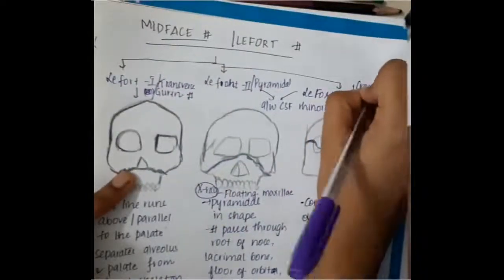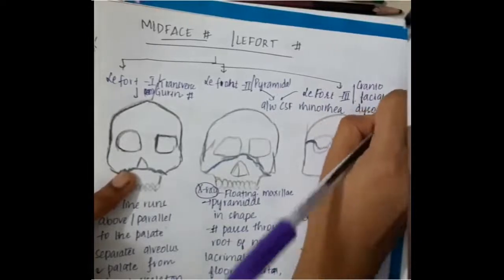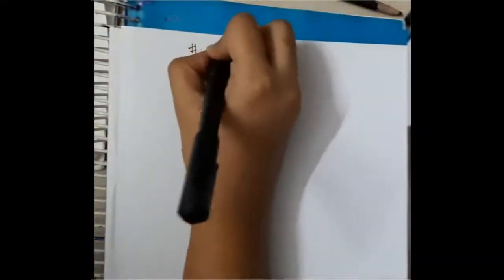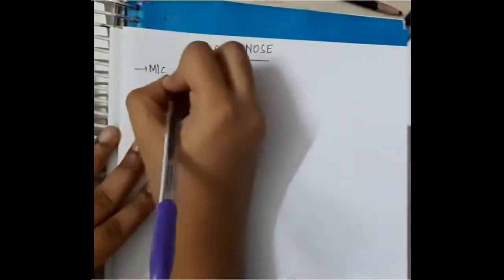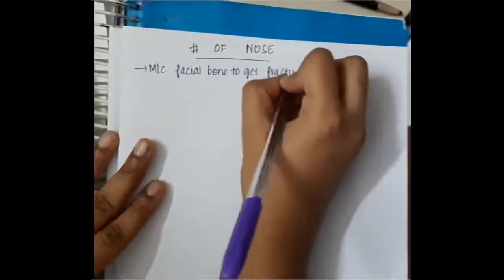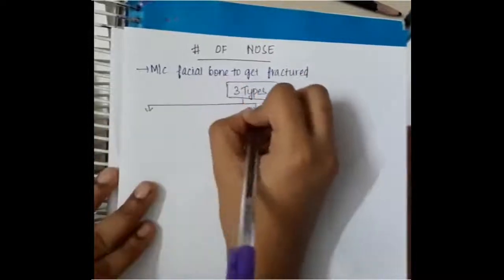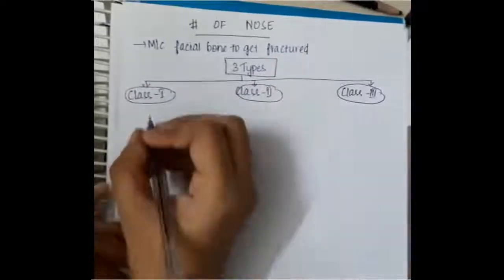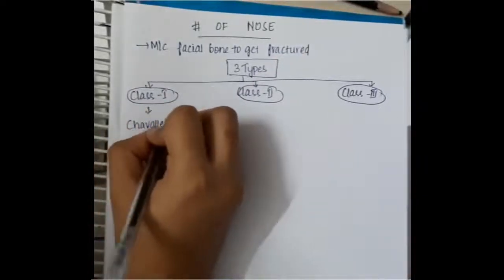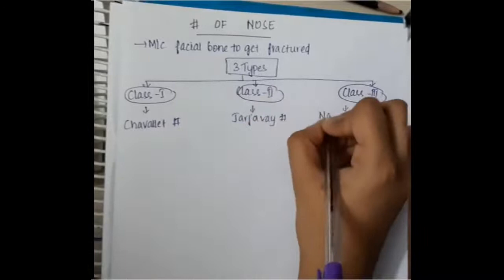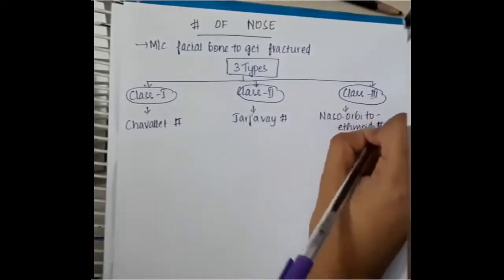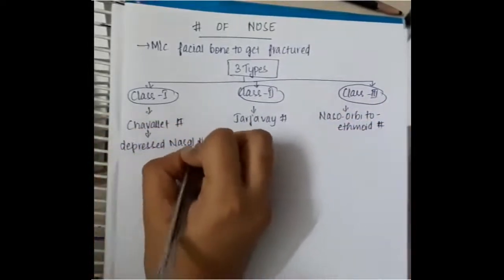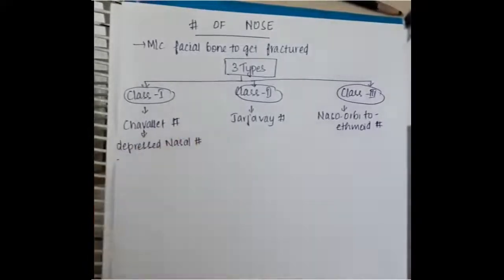So next, the next important fracture is the fracture of nose. The most common facial bone fractured is the nose. It is of 3 types. Class 1, Class 2, Class 3. Class 1 is also called Chavalet fracture. Class 2, Jarjave fracture. Class 3 is also called naso-orbito-ethmoidal fracture.